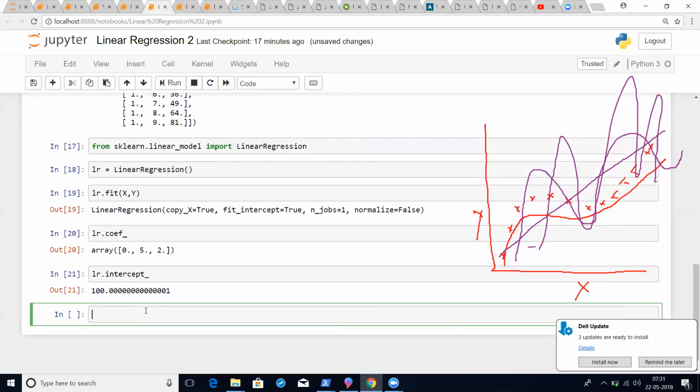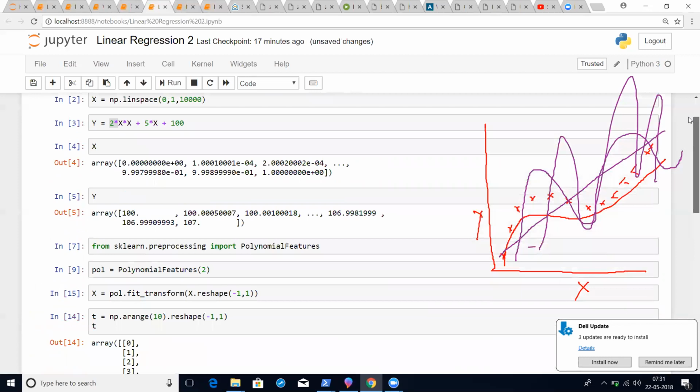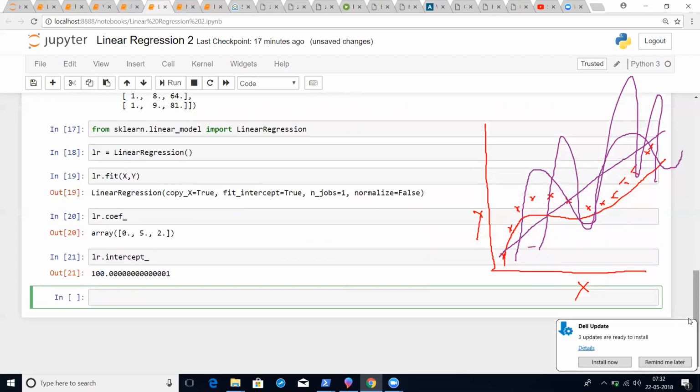Understood? See, this is the value, right? The equation was 5x plus 2x square, so 2x square, 5x and 100. So it actually predicted that. Is it predicting or taking from that equation? No, we are just passing x and y. It is predicting the relationship between them.